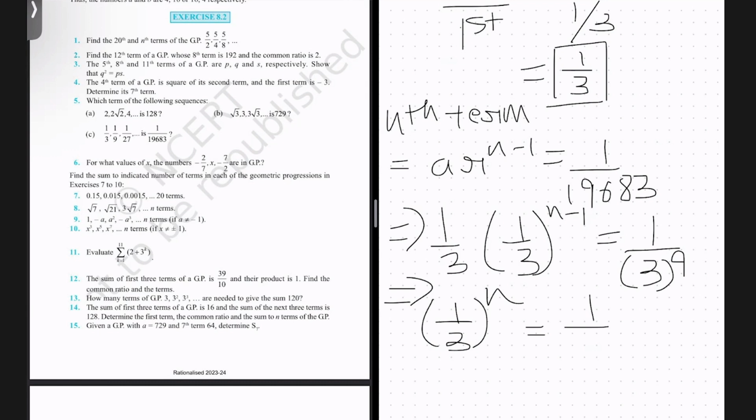And on the RHS, I can raise this entire term by 9, because 1 raised to the power 9 is nothing but 1. So I can denote this right here as this, and that won't change anything, right? Now that both the sides are the same, I can compare the powers. n is now going to be 9, right?